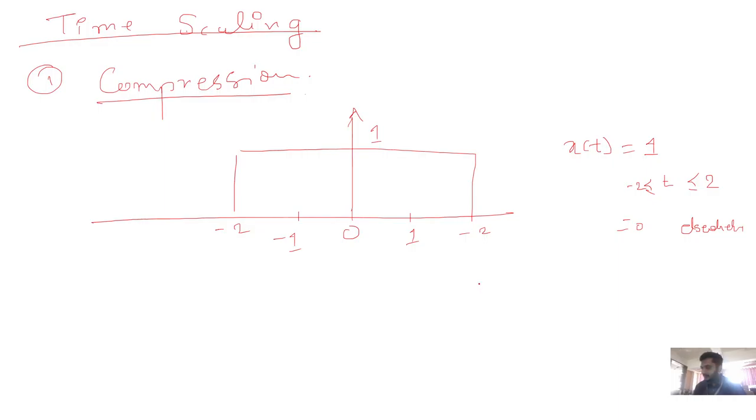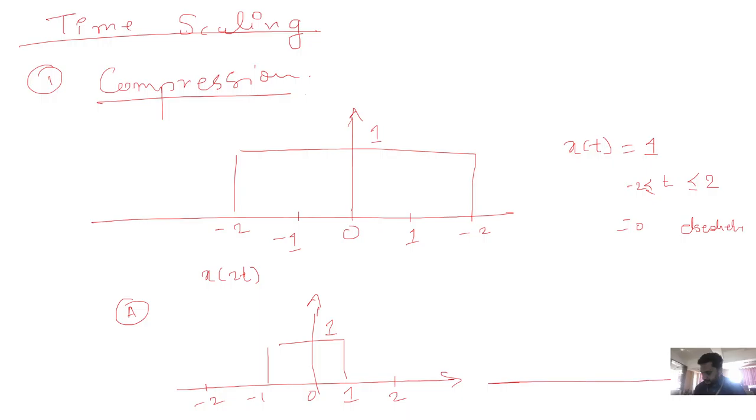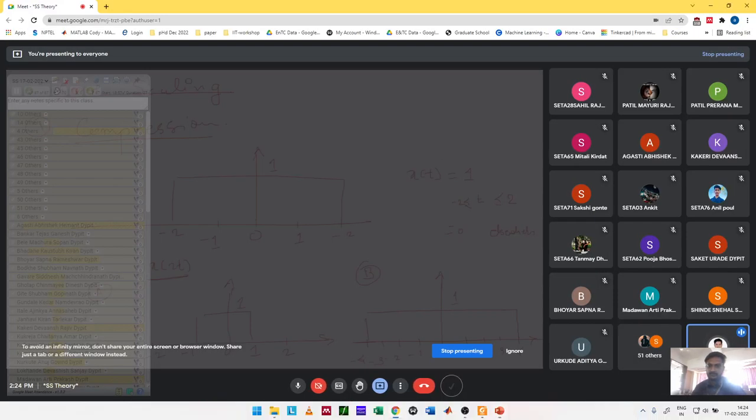Tell me, if I do x of 2t, I'm giving you two options for how it will look. I will explain afterwards, but first I want you to think. The first option is that it will look like this: minus 2, minus 1, 0, 1, 2 with amplitude 1. Second option: minus 4, minus 3, minus 2, minus 1, 1, 2, 3, 4, like this, with amplitude 1. This is option B. So if I write x of 2t, whether it will be the first one or the second one, A or B, put that in the chat box.